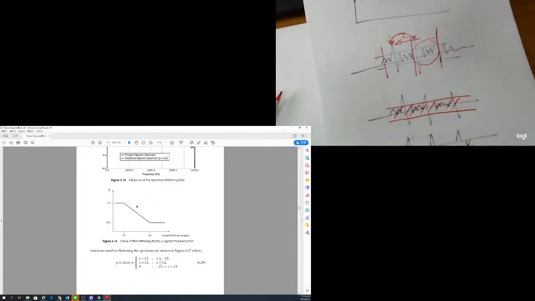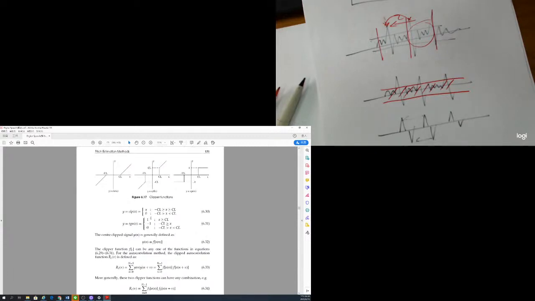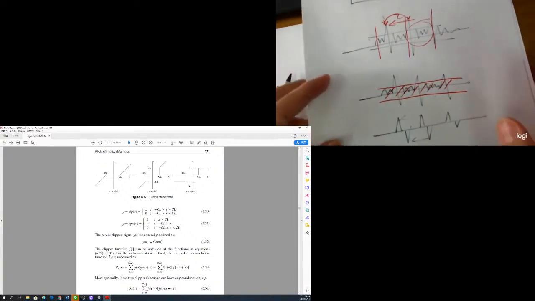In the middle is not important. We try to keep the dominant values. So you can see, if it is smaller than the threshold, we keep it. If it is bigger than the threshold, we subtract. In between, we make them become 0. Or the other one, we can use one clip. In the other one, we keep the original value, or we keep 1 and minus 1. So they have three different clipper functions.